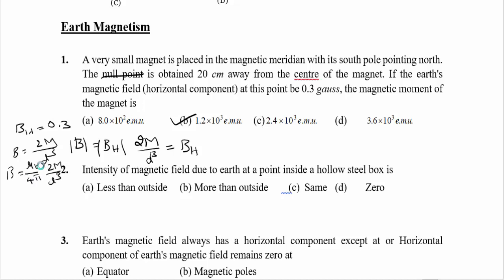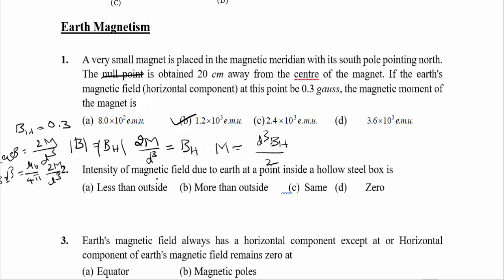So you have already taken B as mu naught by 4 pi, 2M by d cube. Why did you change this one? Because this is SI, this is CGS. Remember, this is the CGS formula, this is the SI formula. Now you have taken the CGS unit. Okay, next question. I think you will do the calculation. M will be d cube into BH divided by 2. Substitute, you will get the answer as B.